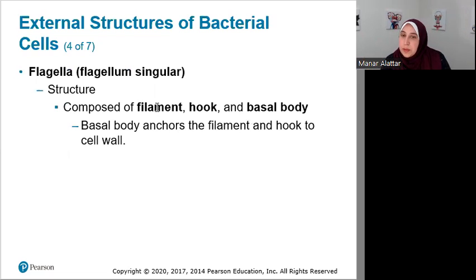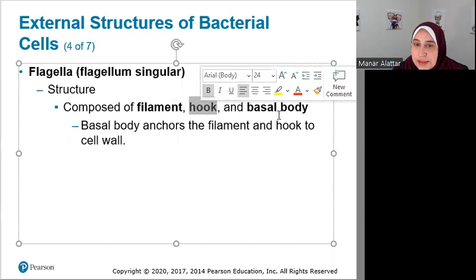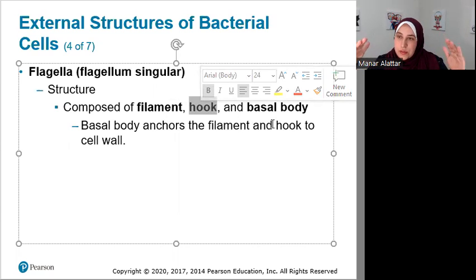There are a couple of components of the flagellum that we'll cover: the filament, the hook, and the basal body. And these look slightly different depending on the way that the cell wall is organized. We're going to talk a little bit more about the cell wall later in this lecture, so come back to this idea of the flagella once we get there.